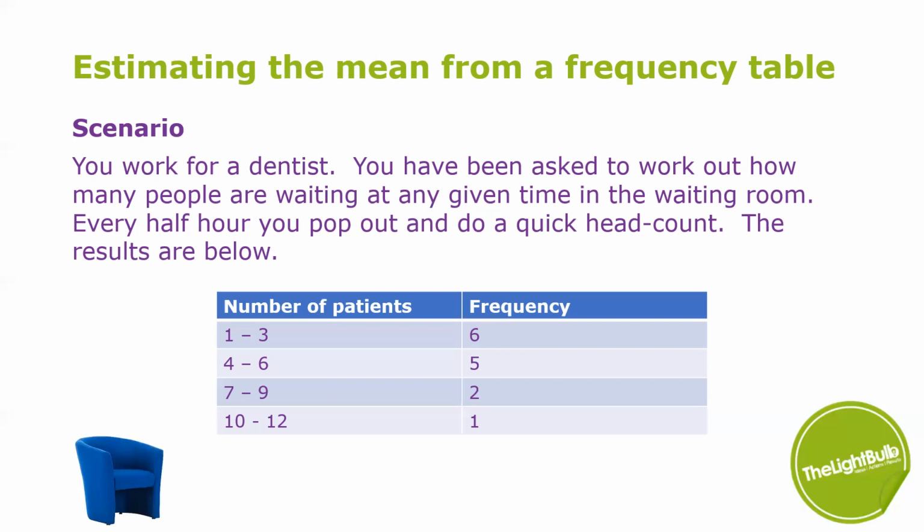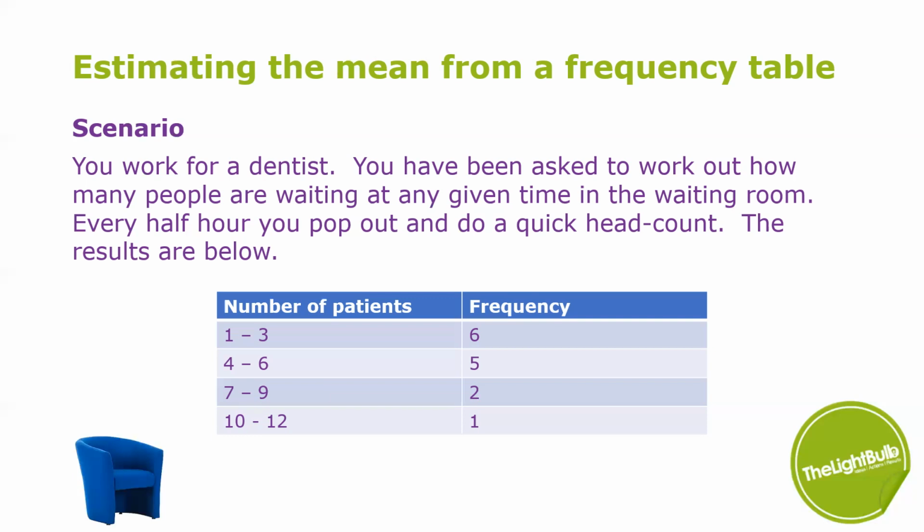So on 6 occasions, you popped out and counted somewhere between 1 to 3 people in the waiting room. On 5 occasions, you counted between 4 to 6 people. Twice, you counted 7, 8, or 9 people. And then just on one occasion, there's quite a large group of 10 to 12 people in the waiting room. So that's how you'd record your data there, firstly.